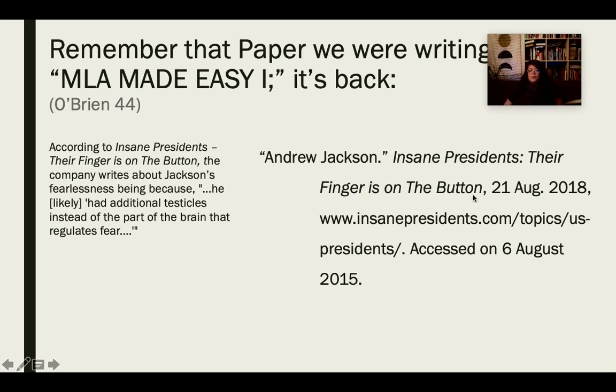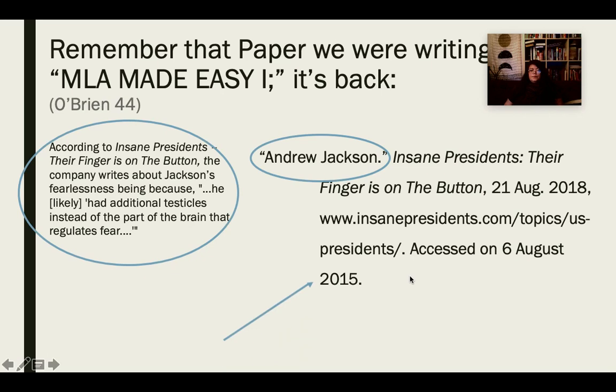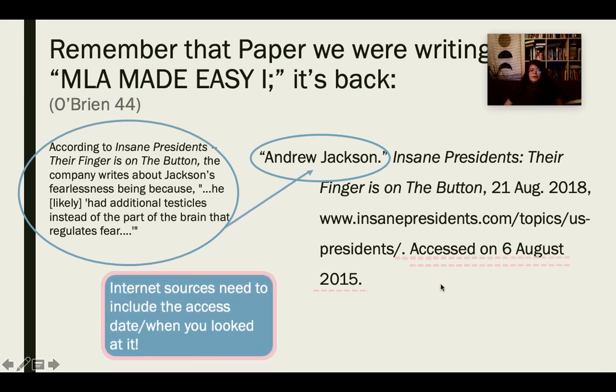This is when it was published, 21 August 2018, and then I have www.insanepresidents. And then lastly, and this is what is most unique about electronic sources, I also include when I accessed it. So accessed on 6 August 2015. Right?